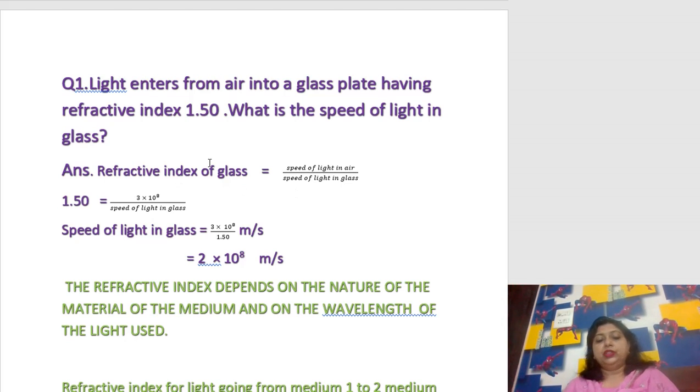video 1. So the refractive index of glass is given as 1.50 and the speed of light in air is 3 into 10 raised to 8. It is understood. So we put the values in this formula: 1.50 equals 3 into 10 raised to 8 upon speed of light in glass. Now speed of light in glass equals 3 into 10 raised to 8 upon 1.50, and finally your answer will be 2 into 10 raised to 8 meter per second. So this is your answer. Okay.